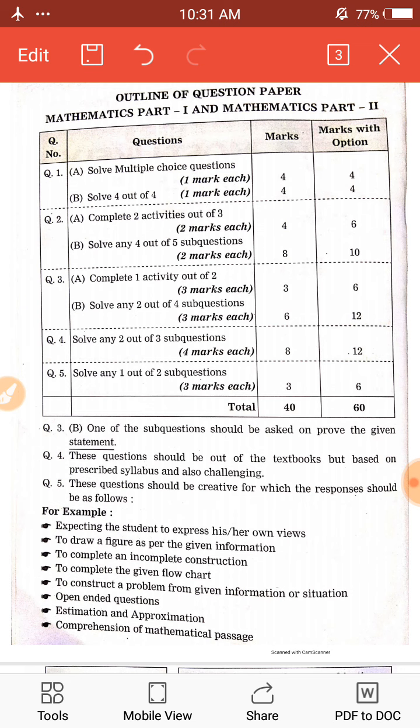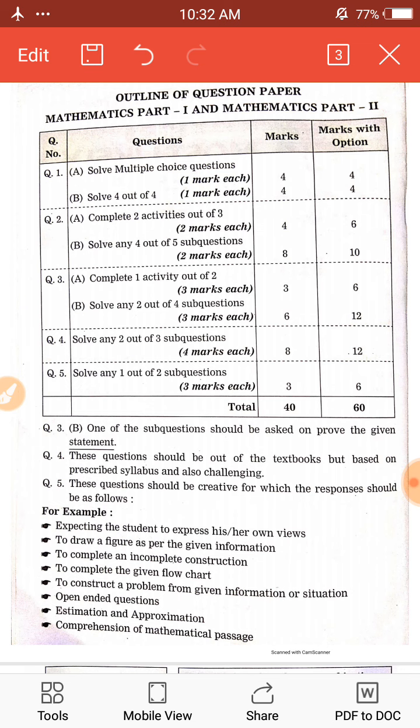Now the 4 marks question is very important. It is a challenging question based on the syllabus, but the questions will not be from the textbook directly. I repeat, it is a challenging question based on the syllabus, but the question will not be from the textbook. This is also called HOTS or extra type, but you should not be afraid of this question.